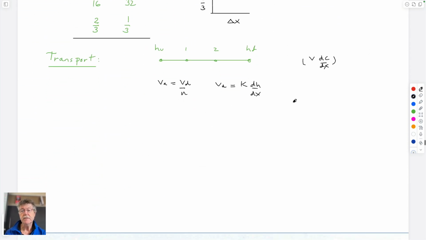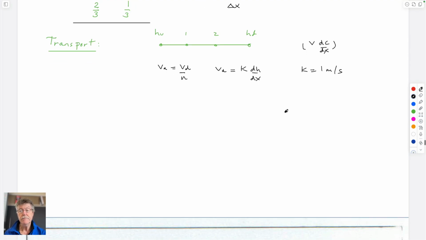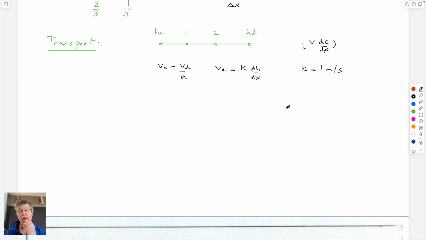So if we put some numbers into this, hydraulic conductivity is equal to 1 meter a second. Ridiculous number, but easy. Porosity is equal to 0.1, 10%. dH is equal to 1/3. It's in meters, so it'll be 1/3 of a meter. And delta x would be equal to, these could also be deltas. This is equal to 1 meter.